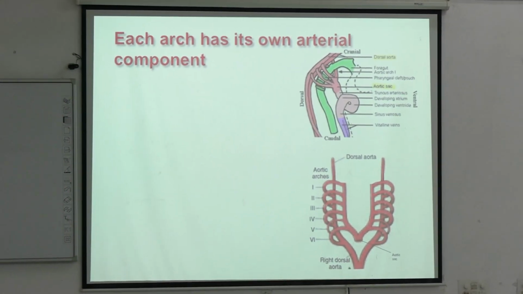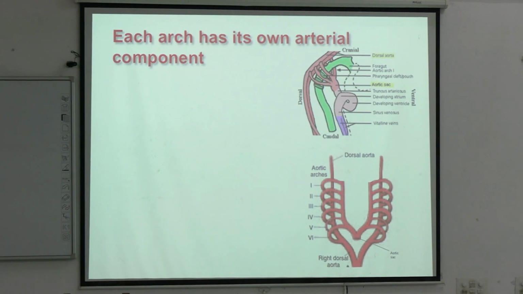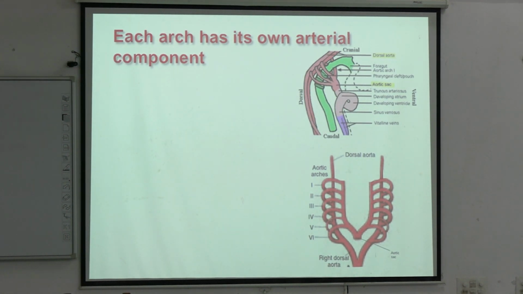We had initially 6 arches. For each arch, we have one set of arteries produced, on the right side and the left side, supplying it. Number 5, we lose the arch, so we lose artery number 5 too. So the 5th arch artery disappears.